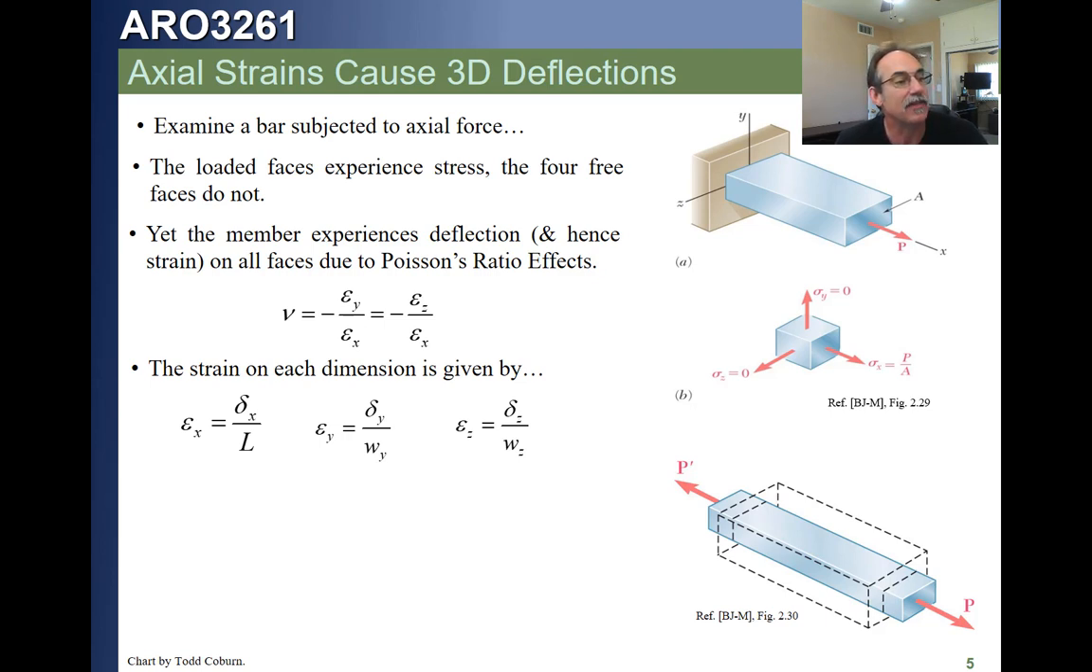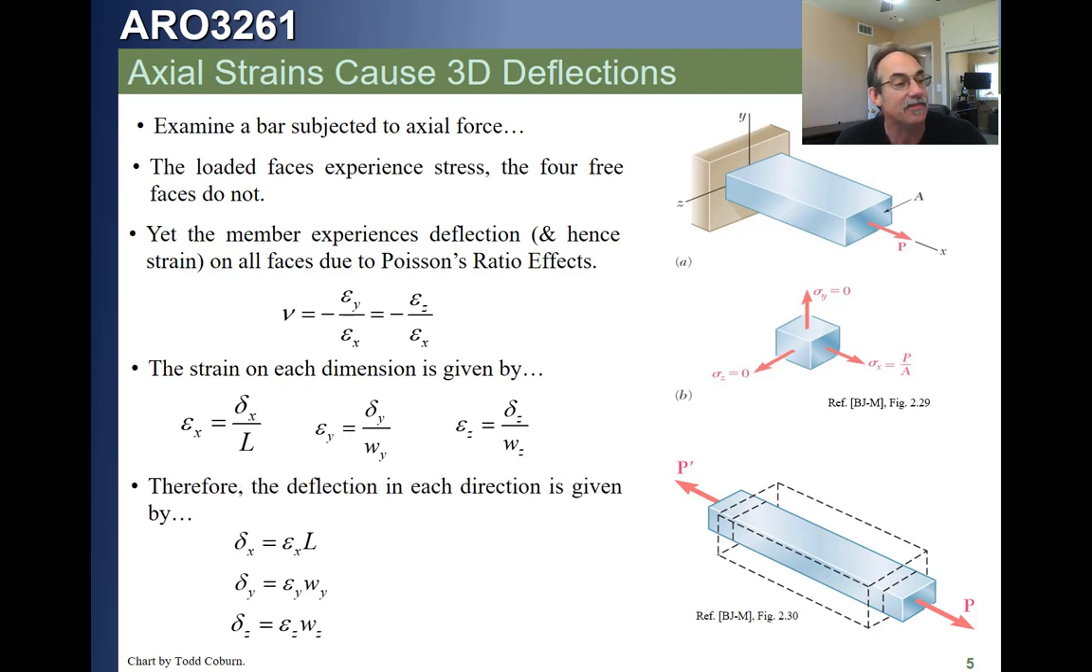So we can write the strain in the x direction is the deflection in the x over the L. The strain in the y direction is the change in width over the width in that direction, and so on. Got that? And therefore we can calculate the deflection in each of the directions. All we need to know is the one strain.